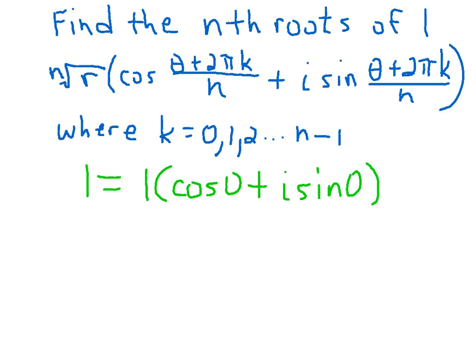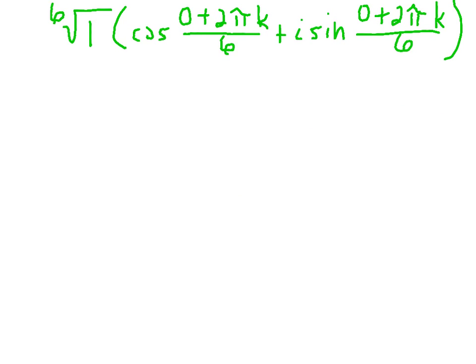So by the nth root formula, remember that n is equal to 6 in this example, because we're going to try to find the sixth roots of 1. So we're going to have n is equal to 6. R is going to be equal to 1. And the rest will fill in as we go. You can see that I've substituted in 6 for n, 1 for r, and then I have substituted in 0 for theta, and 6 for n inside the cosine and sine functions as well.